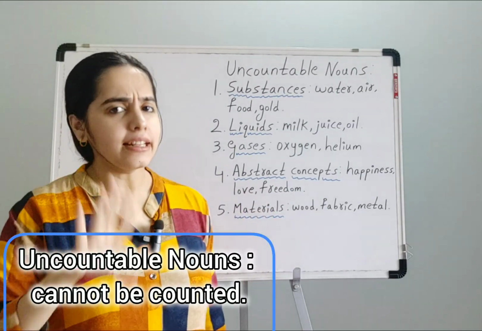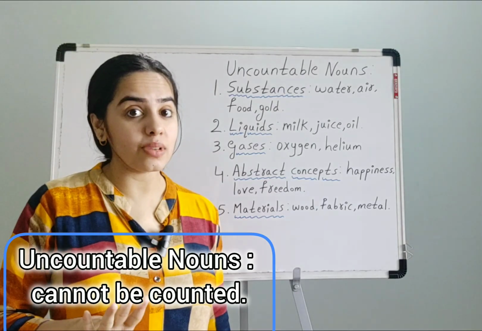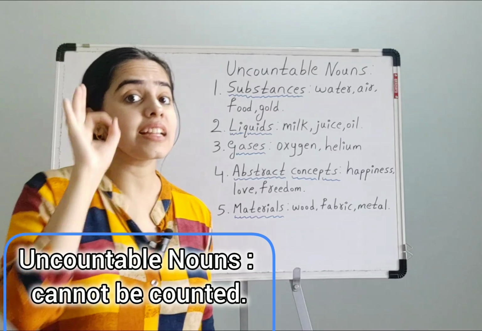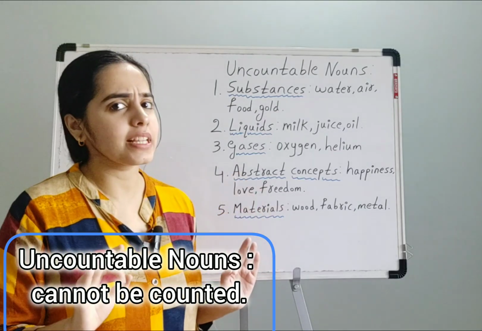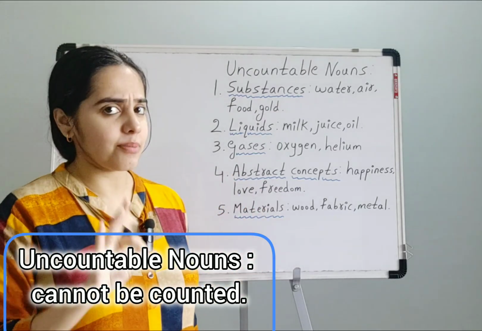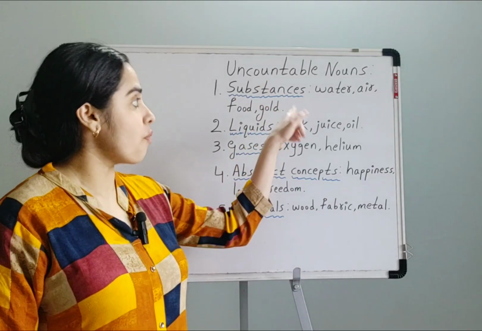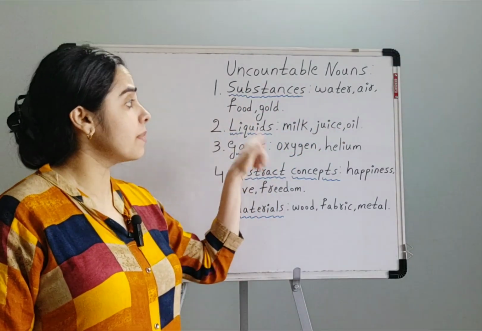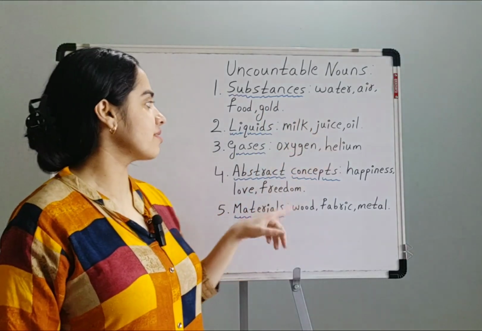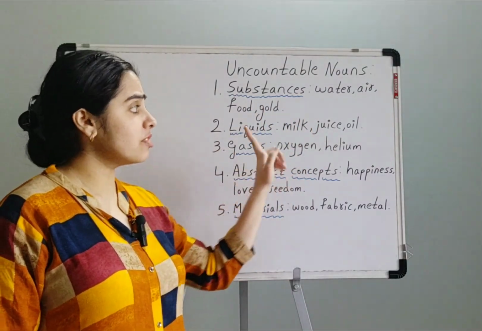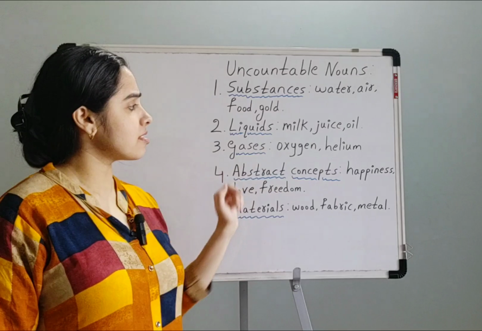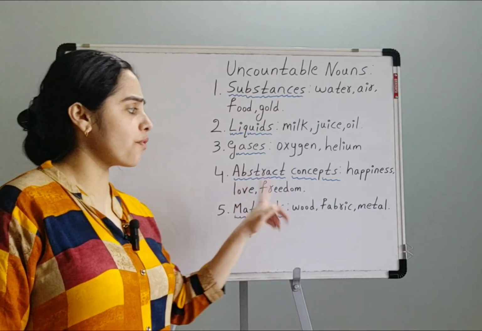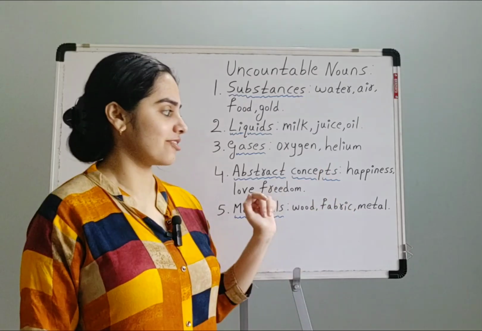Uncountable nouns. Uncountable nouns, also known as mass nouns or non-count nouns, are words that refer to things that cannot be counted individually. Examples: substances: water, air, food, gold; liquids: milk, juice, oil; gases: oxygen, helium; abstract concepts: happiness, love, freedom; materials: wood, fabric, metal.